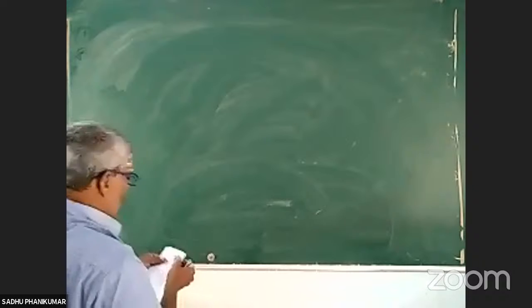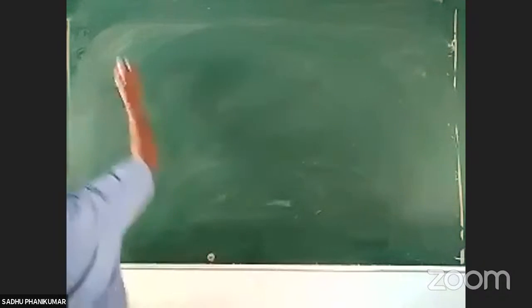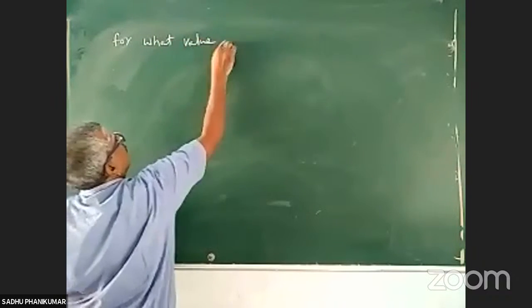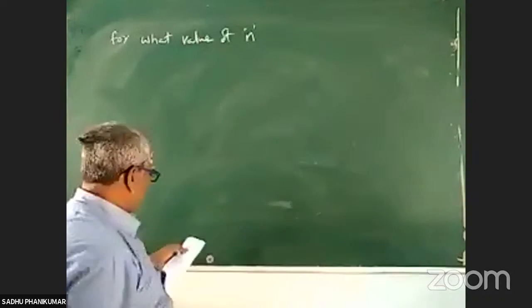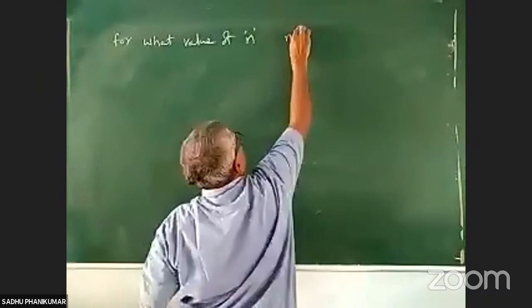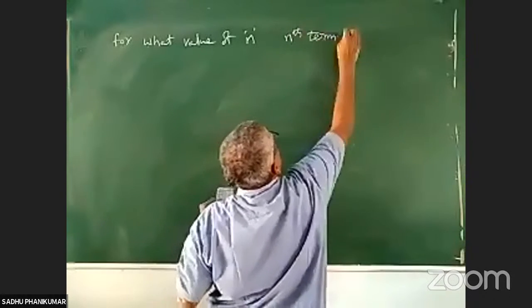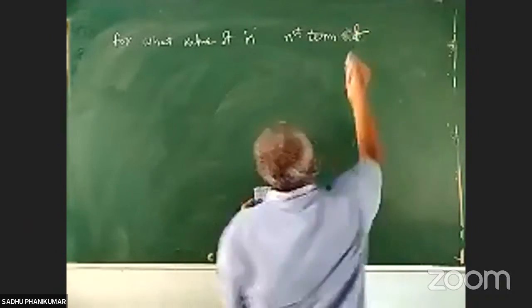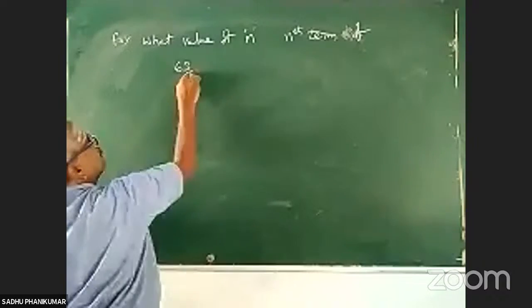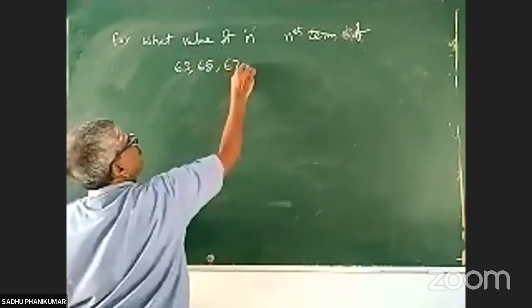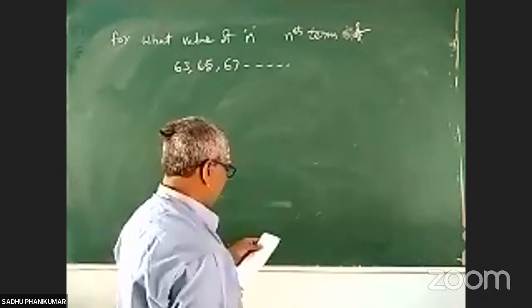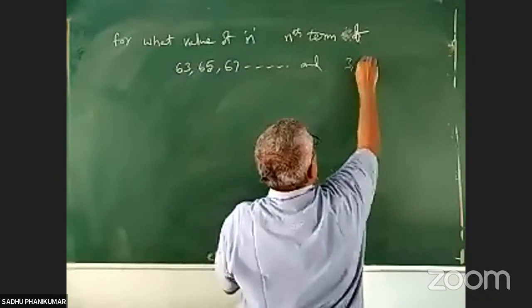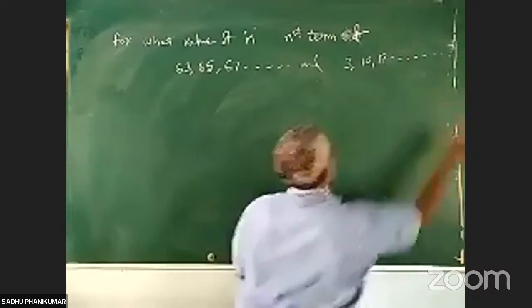This is one more model. For what value of n is the nth term of 63, 65, 67, and so on, and 3, 10, 17, and so on, equal?